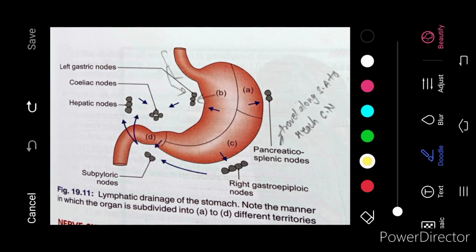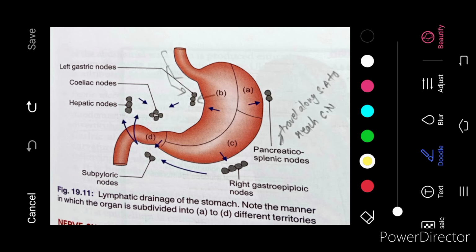Now we need to study about the flow of lymph from respective areas to specific nodes and finally into the celiac nodes. All the lymph from respective areas finally comes to or drains into the celiac nodes.